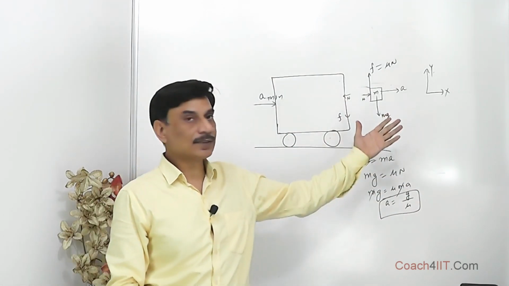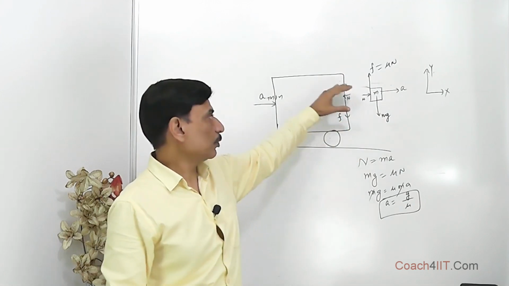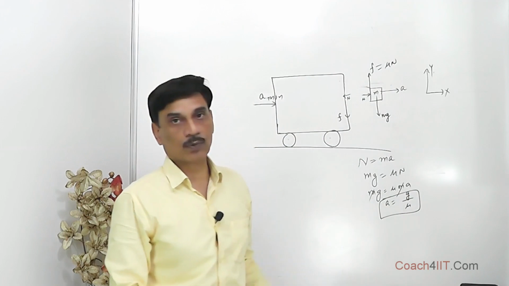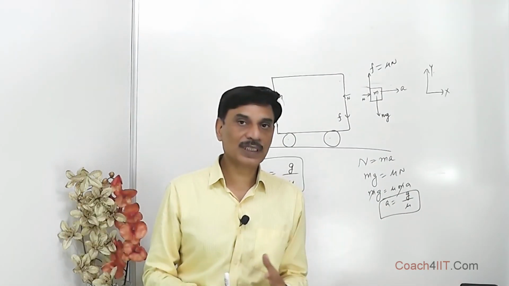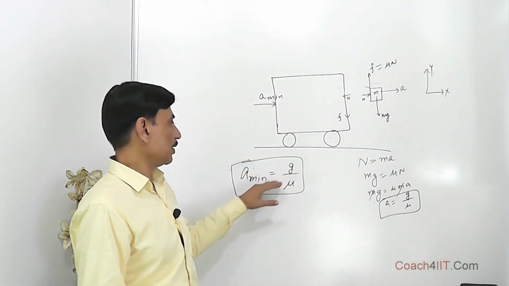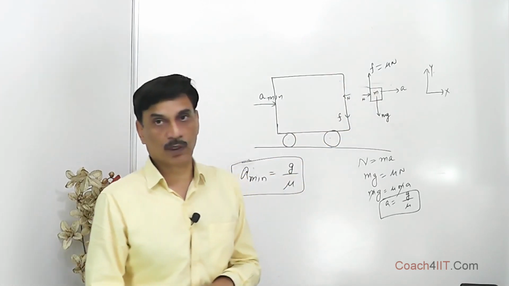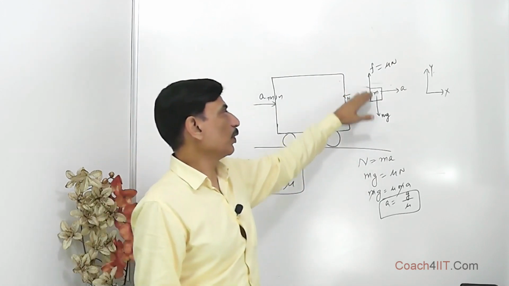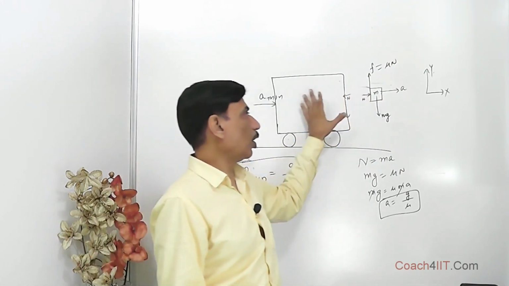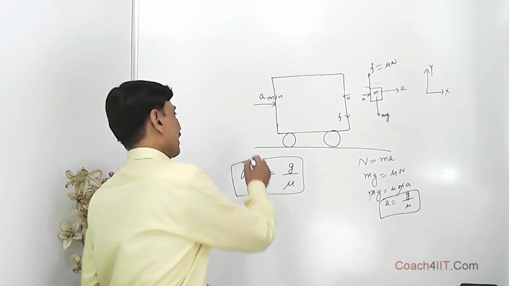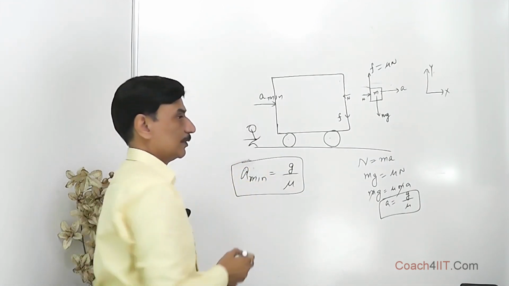If you increase the acceleration, this will still be there. But if you decrease the acceleration below this g by mu, then this will start moving down. If the acceleration is g by mu, this block will be stationary with respect to this block. This will not be moving down. Obviously, it will be moving along with this in this direction along the x-axis with the same acceleration as observed by a person on the ground, that is an inertial reference frame.